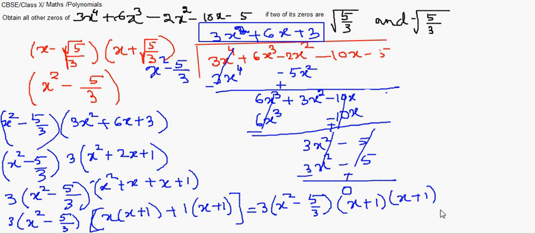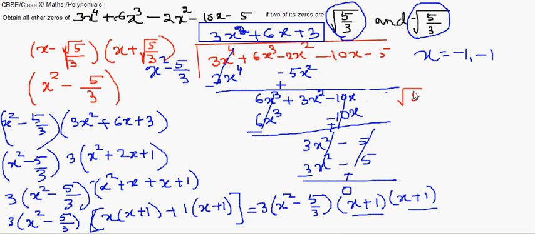So 3x square minus 5 this, and here I'm getting x plus 1 and x plus 1. So the zeros of the polynomial will be this equated to 0. The two of them were already given in the question, root 5 by 3 and minus root 5 by 3, and now if I equate these two with 0, I'll be getting x as minus 1 and minus 1. So collectively we get this as 0, this becomes another 0, minus 1 is one more, and this minus 1 is another. So these are the rest of the zeros of the polynomial given.